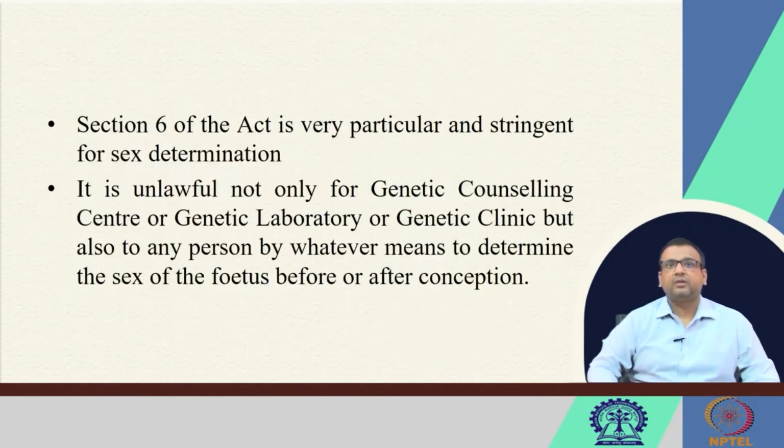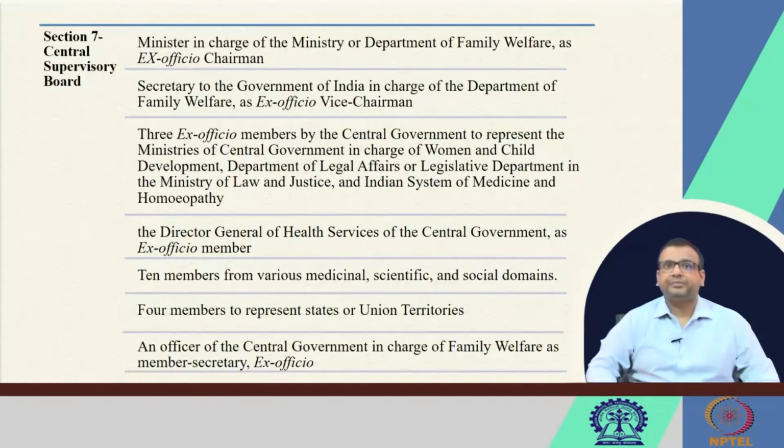Section 6 of the Act is very particular and stringent about sex selection. It is unlawful not only for a genetic counseling center, genetic laboratory or genetic clinic, but also for any person, by whatever means, to determine the sex of the fetus either before or after conception. It is not at all allowed, it is unlawful, it is prohibited, and one will be held liable for punishment.